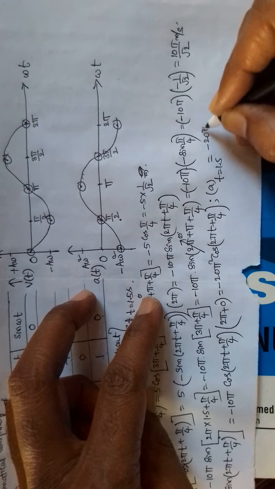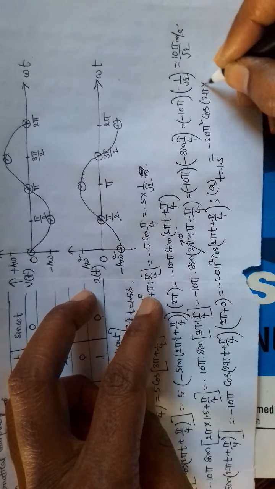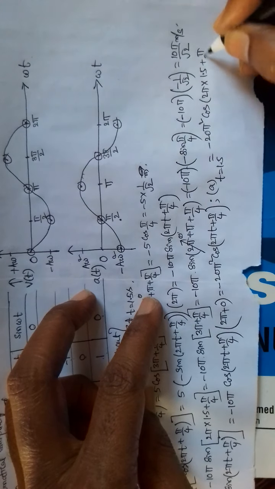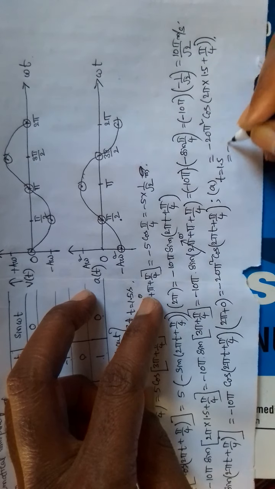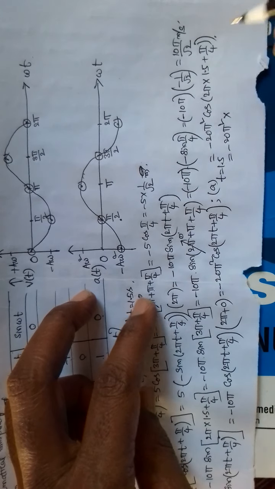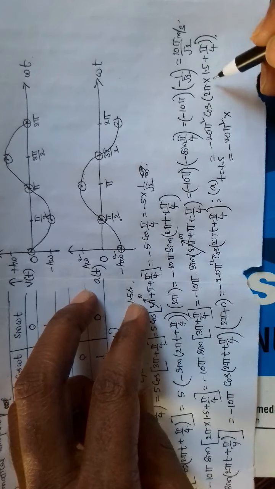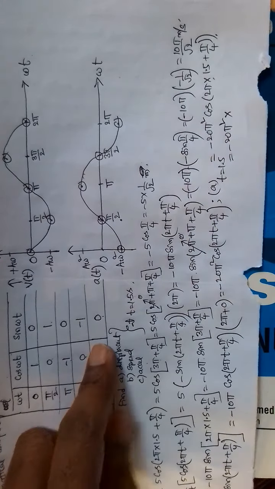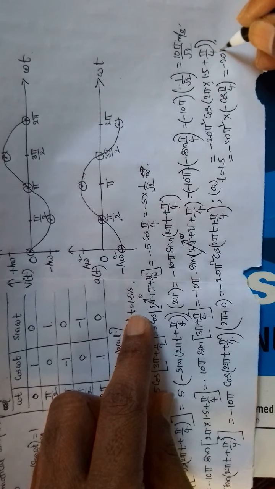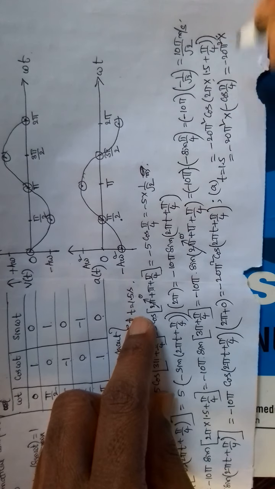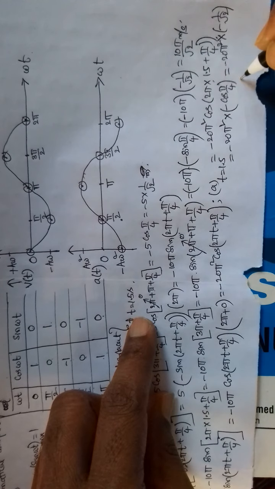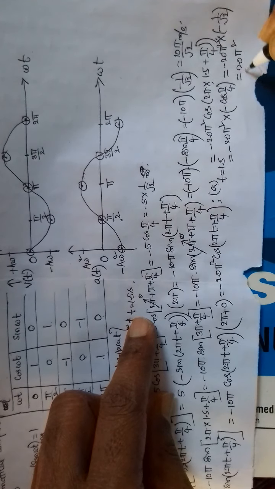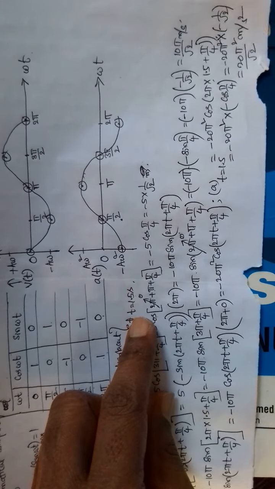See, acceleration at t is equal to 1.5 second, substituting the values, minus 20 pi square cos (2 pi into 1.5 plus pi by 4), that is equal to minus 20 pi square into, this value we already got here, cos (pi plus pi by 4) is minus cos pi by 4, so minus 20 pi square into minus 1 by root 2, that is equal to 20 pi square by root 2 meter per second square.